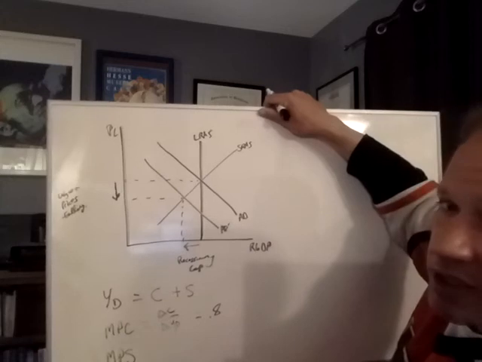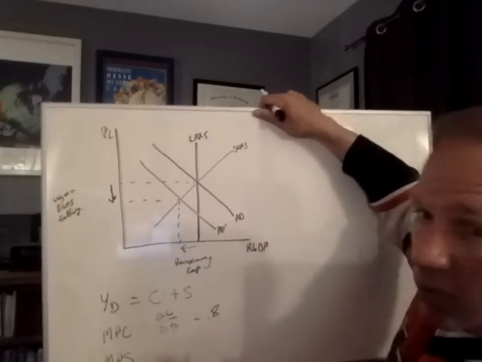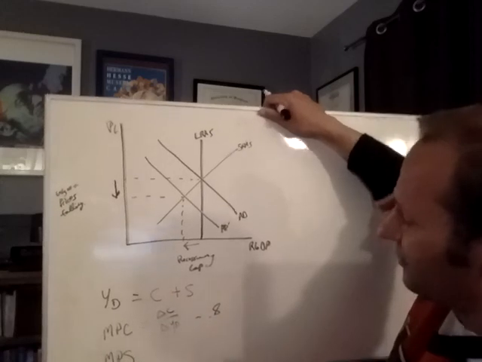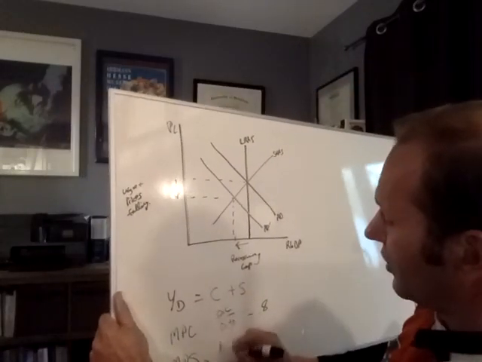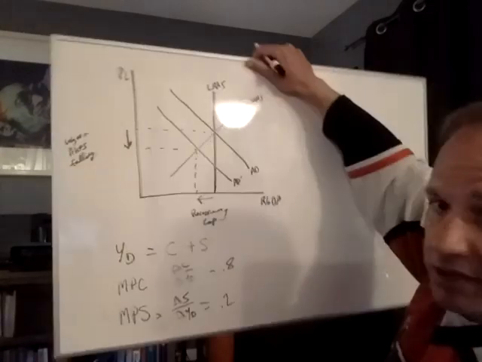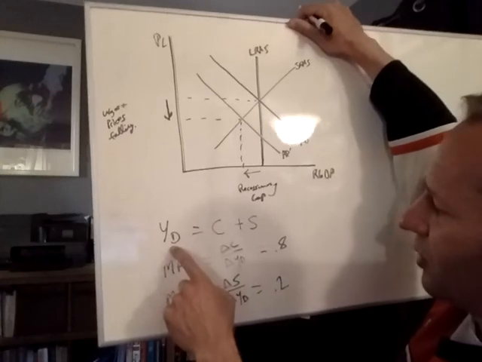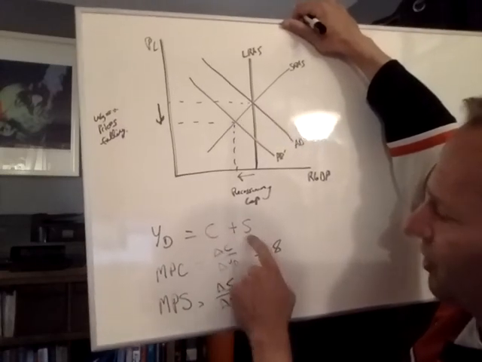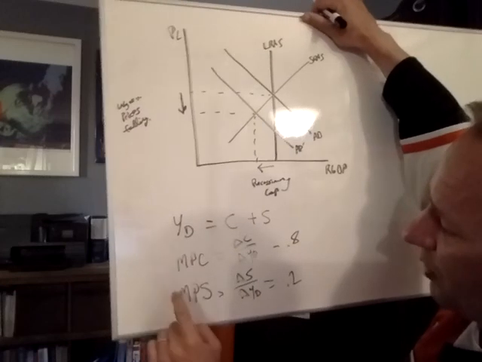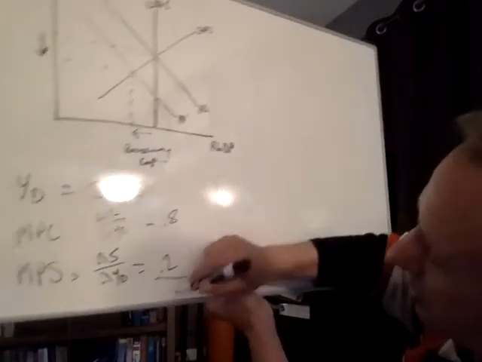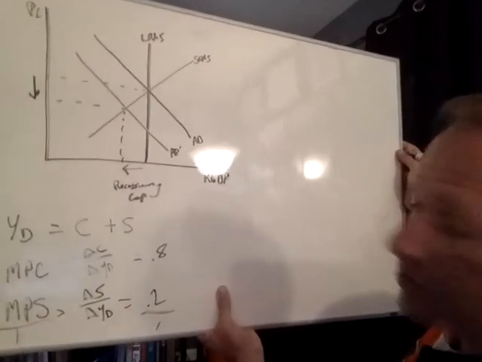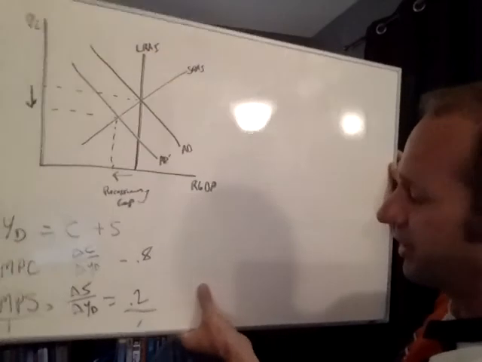How much then must we not be consuming? 20 cents, right? Because we have to either consume or save. So of the new dollar, the change in savings over the change in disposable income would equal 20 cents. So one thing that you might take away from this is that because we define income as either having to be spent or saved, it must be that our marginal propensity to consume plus our marginal propensity to save will always equal 1.